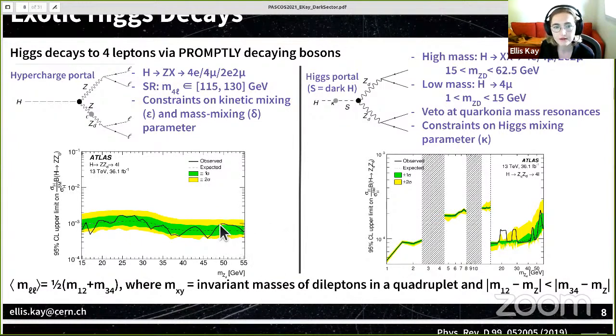So these are upper limits on the left for the hypercharge portal. And on the right, it looks a bit different. There are these grayed out areas, and those are vetoes, because we can have some quarkonia resonances where the Higgs can decay to a J psi, so we cut those out. And strikingly, you might see that there's a jump in this limit, and that's just what I mentioned, where in the higher masses, we add the electron channels, and this gives us a boost in sensitivity.